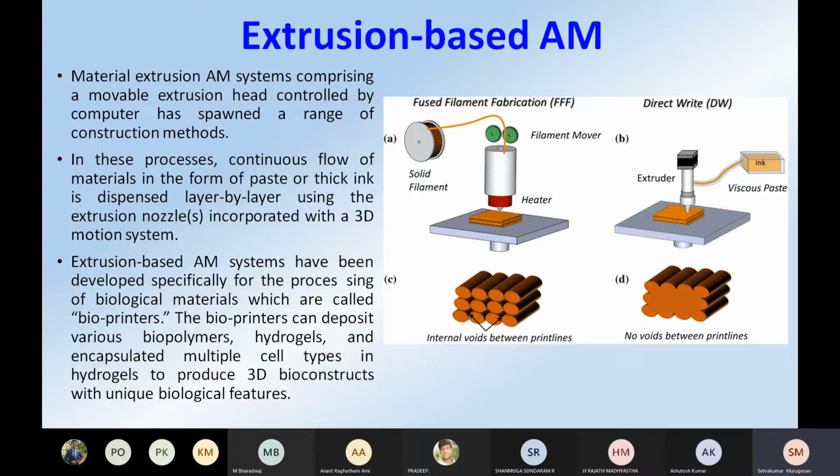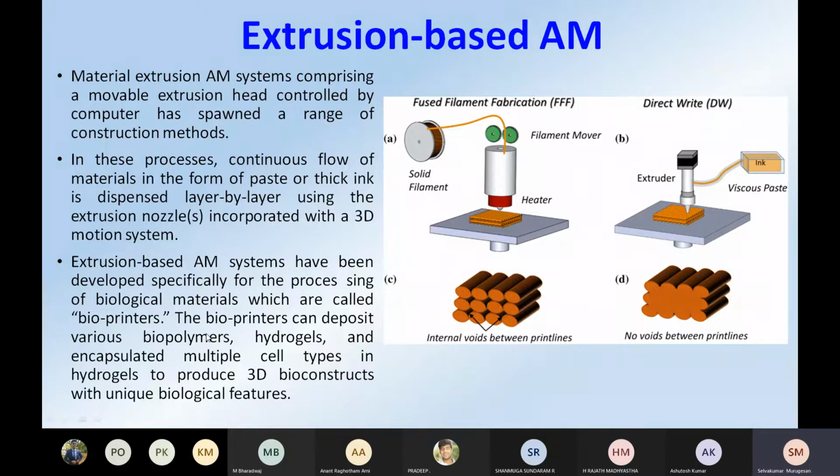Okay. The extrusion-based additive manufacturing system has also been developed for biological materials, and these are called bioprinters. For example, the viscous hydrogel or the paste can be used to fabricate tissue and organs in the lab. That means you're going to prepare the viscous paste with the help of proteins, and then you're going to add the cells, and subsequently, the cells along with the hydrogel are going to be printed according to the design you want. That is called a bioprinter.